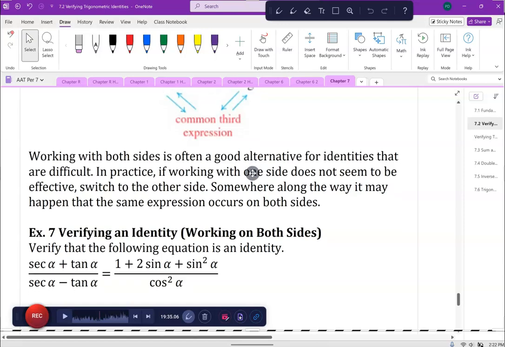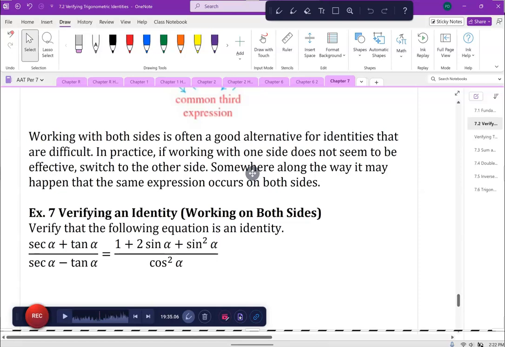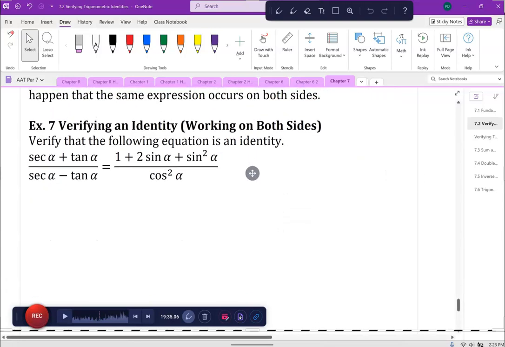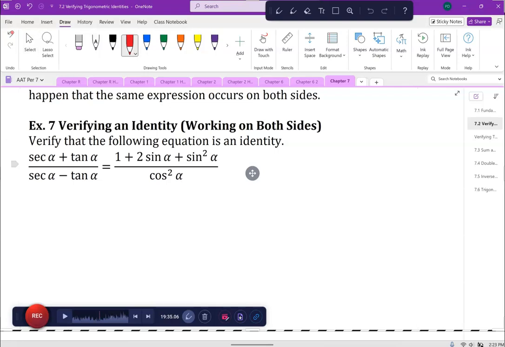Somewhere along the way, it may happen that the same expression occurs on both sides. So again, this is typically when you'll work on both sides. When you start working on one side and just get really frustrated, you'll jump to the other side and start working on it, and you'll find that both of them actually became equal. So here's a perfect example. Left side and right side both look terrible. I've got secants, I've got a trinomial, it just doesn't look good.